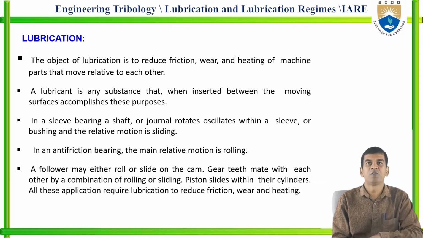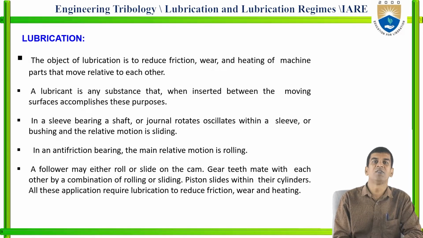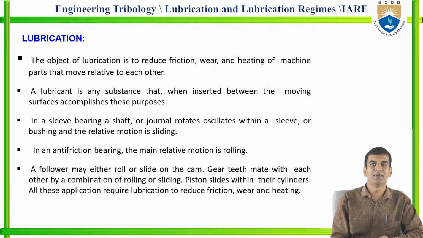Now see here, before going to the lubrication regimes, we will try to see what lubrication is. The object of lubrication is to reduce the friction, wear, and the heat generated during the relative motion of the parts. Lubricant is nothing but a substance that, when inserted between two surfaces, accomplishes these purposes. Examples of lubricating systems are the sleeve bearing, where the shaft and journal oscillate within the sleeve.